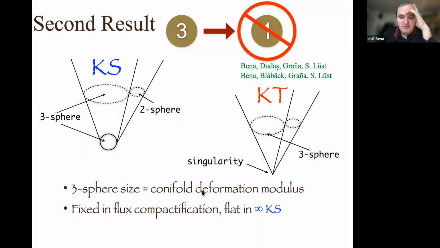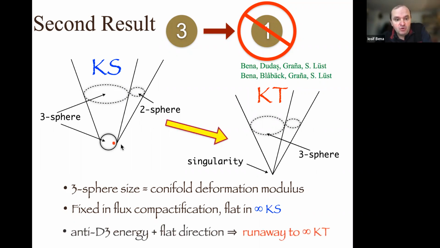Now, when you have the size of the 3-sphere, this is basically the conifold deformation modulus. When you glue this configuration to a flux compactification, then this modulus is fixed. But when you have an infinite Klebanov-Strassler solution, this modulus is actually flat. So one piece of intuition is that when you put this anti-D3-brane on top of this configuration, you uplift the energy. You have a flat direction for the conifold modulus. Again, this S3 can be anything you want. You put this anti-D3-brane, and then you actually collapse.